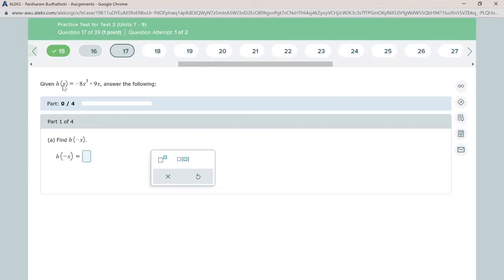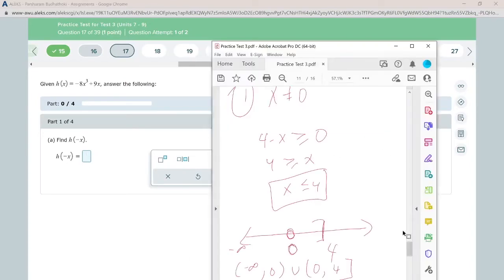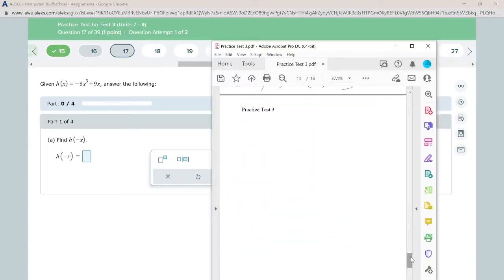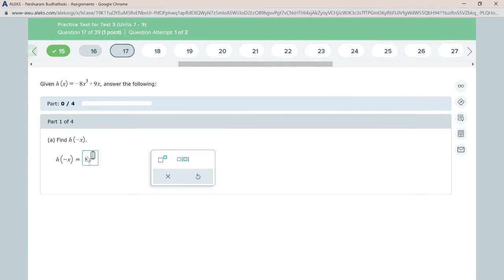Okay, so the next problem, as you can see here, find the value of this function, replace x by negative x. If you do that here in this function, negative 8x cubed plus 9x, the meaning is just replace this x by negative x. Wherever you see x, just replace that by negative x, on the left side and right side and do the calculation. Negative 8 times cube of negative x is a negative x cubed. Negative times positive is negative 9x. So this negative and this negative becomes positive 8x cubed minus 9x.